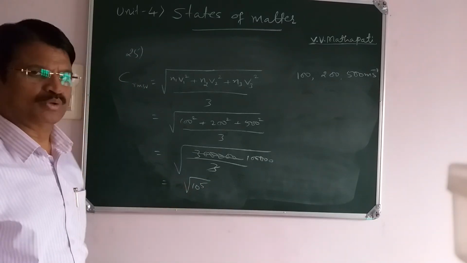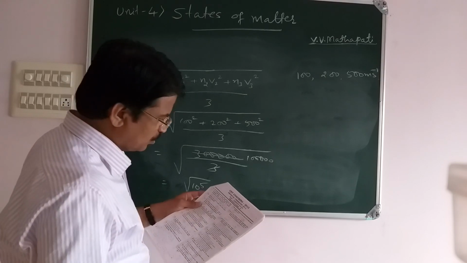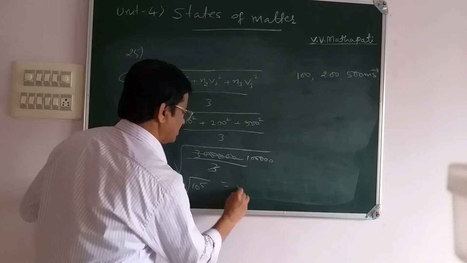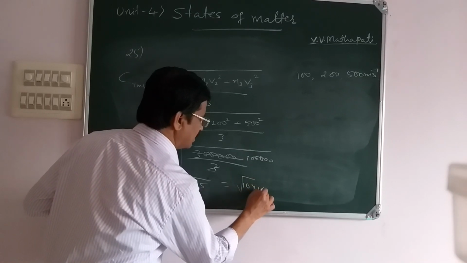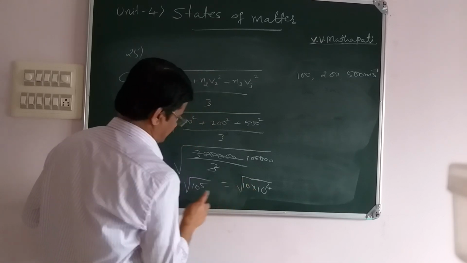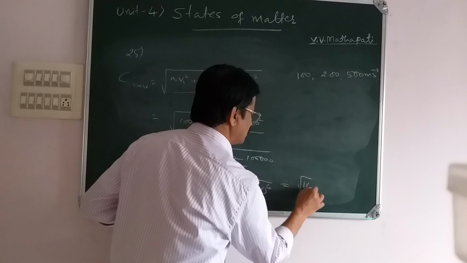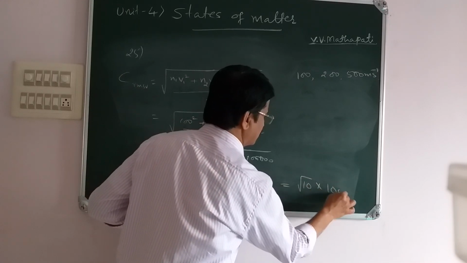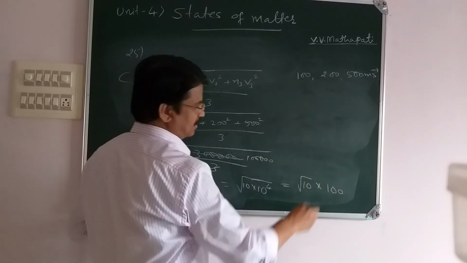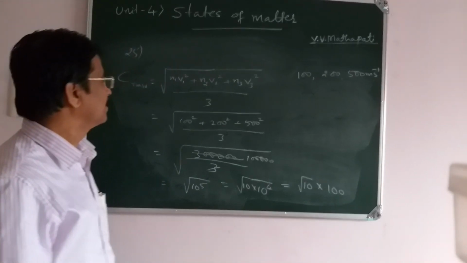The actual answer is root 10 raised to 5, but in the options root 10 raised to 5 is not given. But this can be written as root 10 into 10 raised to 4, which is also equal to root 10 into 10 square, 10 raised to 4 square root equals 10 square, 100. So it's given in option number 3.